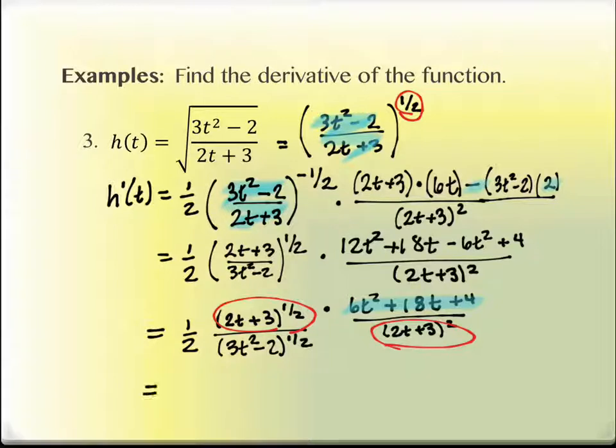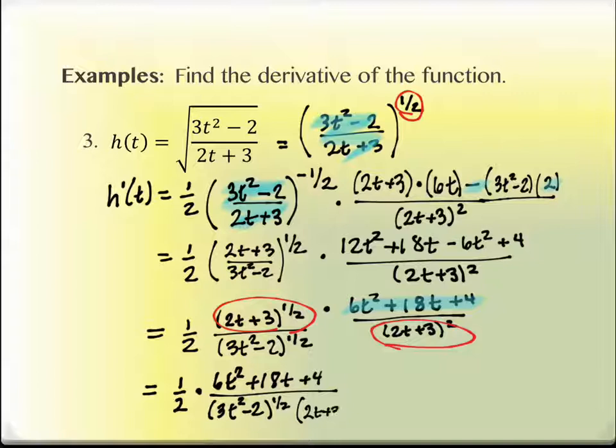So over here at the beginning, I still have my 1/2, which I'll have to deal with in a minute. And I have that numerator that's in blue, so I'm going to rewrite it right now. So that's 6t squared plus 18t plus 4. I still have the same denominator that I originally had in the first fraction. So 3t squared minus 2 to the 1/2, sorry. And then instead in the denominator now, I have a 2t plus 3. And I have it to the power 3/2.